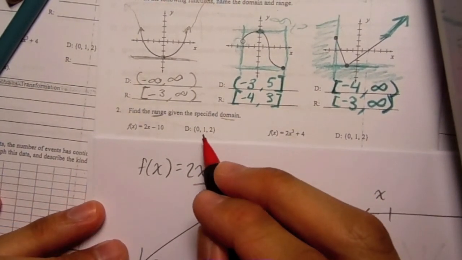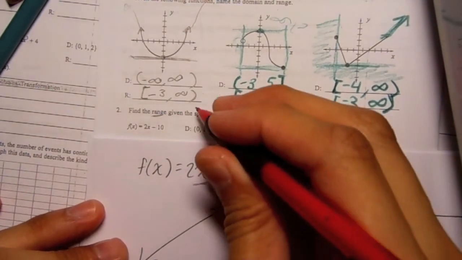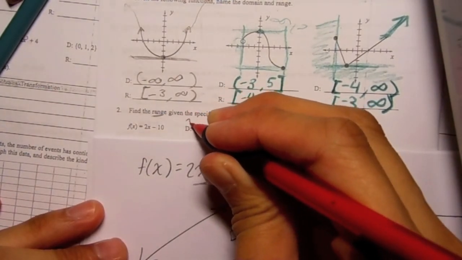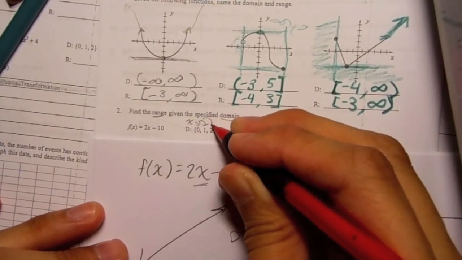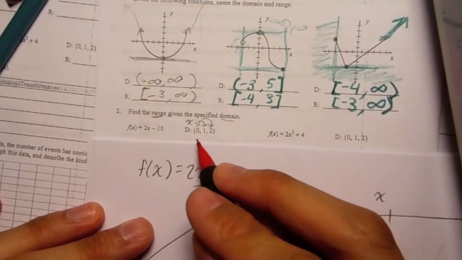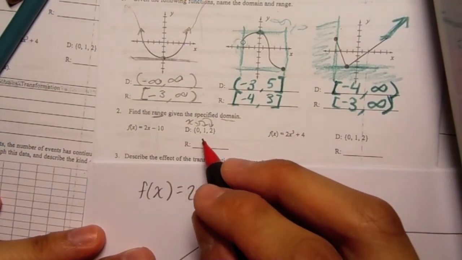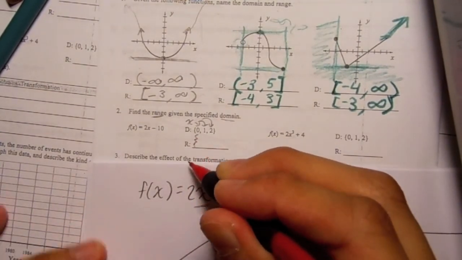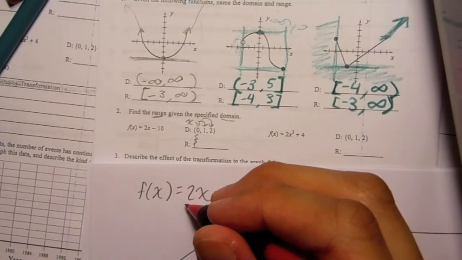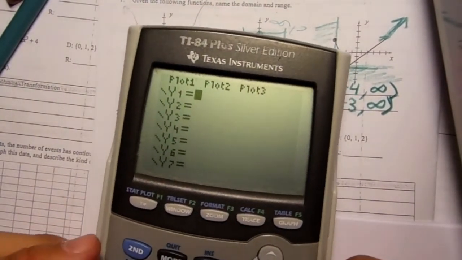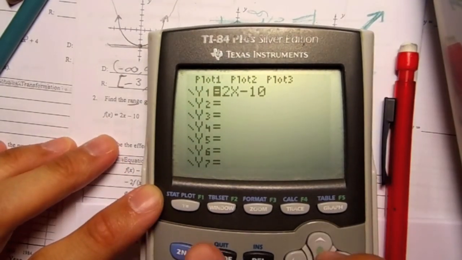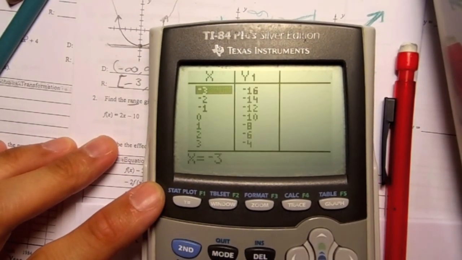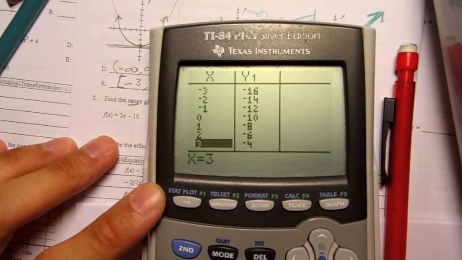However, because we are given a specified domain, meaning I have x values, so when x is equal to 0, when x is equal to 1, and when x is equal to 2, I need to give that corresponding specified range. The easiest, lazy way out is to use your graphing calculator. Go to y equals, plug it in, go to your table values by pressing second and graph. And remember, you can scan through your table.